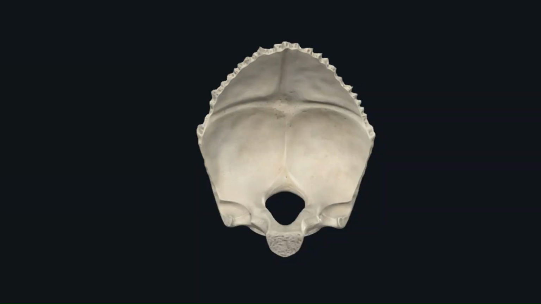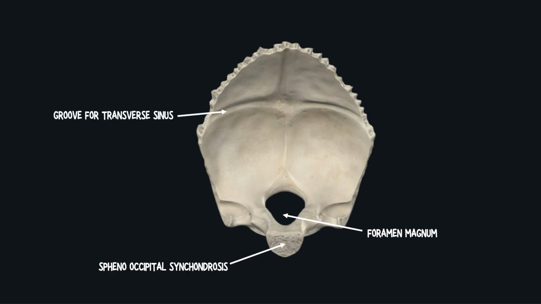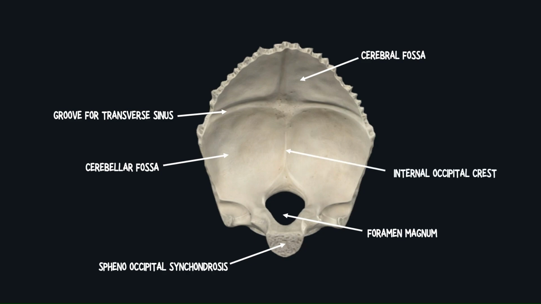To summarize, from a higher and forward view, we can see the spheno-occipital synchondrosis, point of articulation between the basilar part of the occipital bone and the dorsum sellae of the sphenoid, the foramen magnum, the cruciform eminence that is formed by a groove for the transverse sinuses that divides the upper cerebral fossa from the lower cerebellar fossa, the internal occipital crest, the inferior arm of the cruciform eminence that gives attachment to the falx cerebelli. The internal occipital protuberance lies at the center of the cruciform eminence.